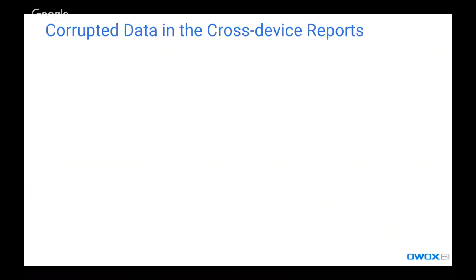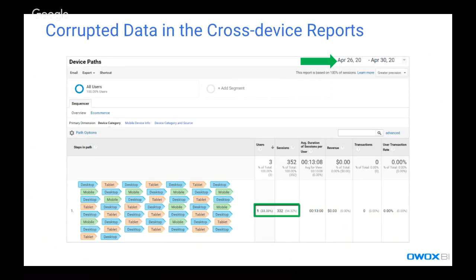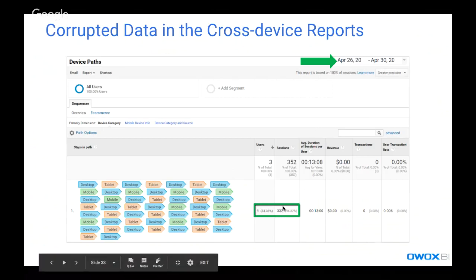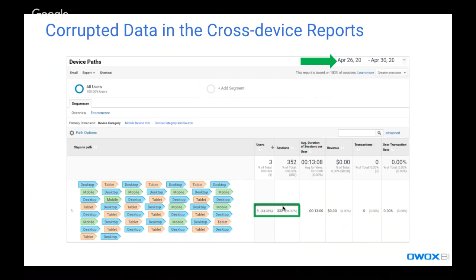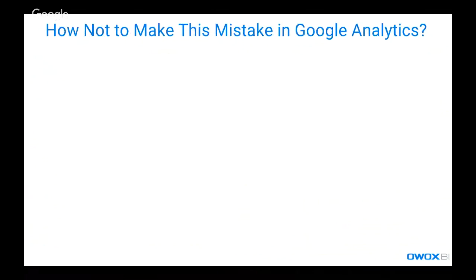Also, if we talk about cross-device, it doesn't make it any easier. You can see that a user with a certain ID had a huge path within just 4 days, more than 300 sessions. Of course, that's not how a user behaves. So you'll need to make sure that that doesn't happen on your website. Otherwise, all your data about new and returning visitors and their KPIs will be corrupted.